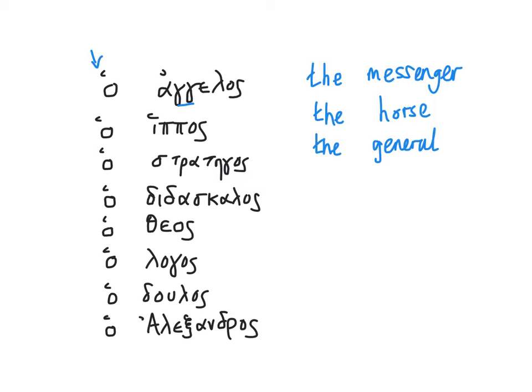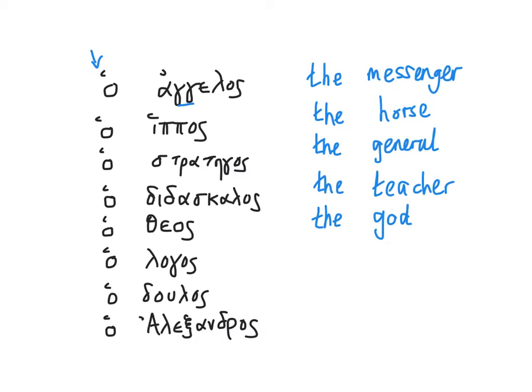Next one, ho didaskalos. Think about the English word didactic, which might help you, or might not, it's not a word we use very often. But didaskalos means the teacher. Next one, perhaps easier, the ho theos, the god.